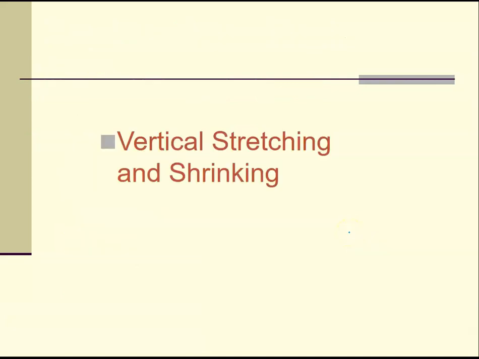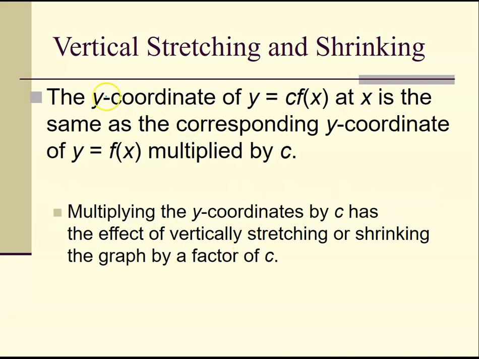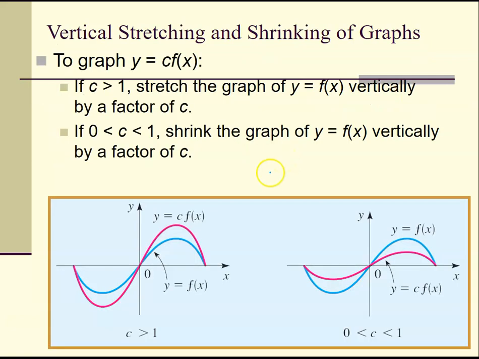Vertical stretching and shrinking. Okay, so this one. Suppose we know the graph of y is equal to f of x. How do we use it to obtain the graph of y is equal to c f of x? So there will be a value of f of x inside. So the y coordinate of y equals c f of x is the same as the corresponding y coordinate of y equals f of x multiplied by c. So let's try to go directly to the example so that we can explain further.